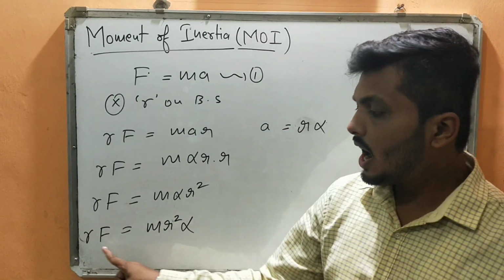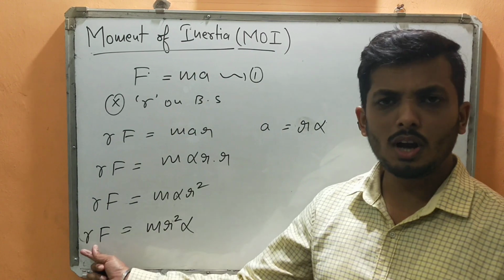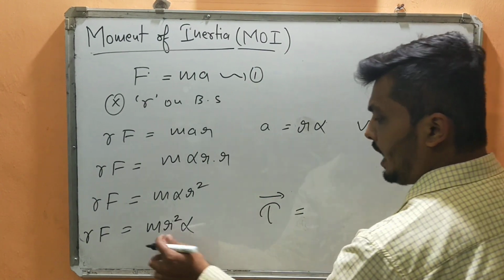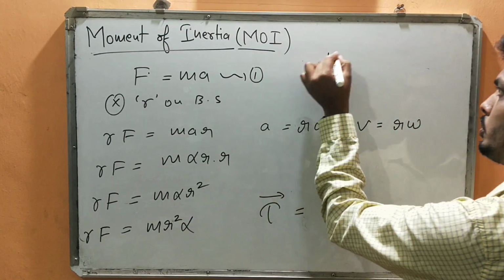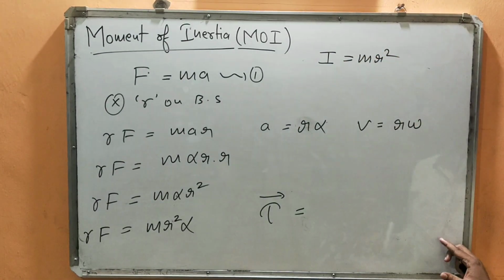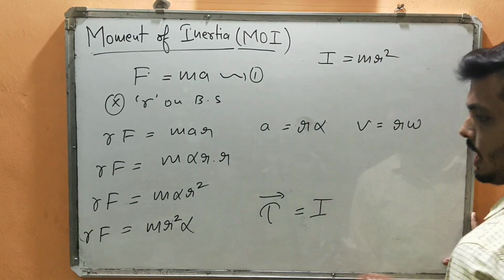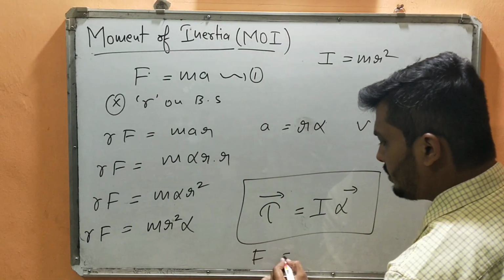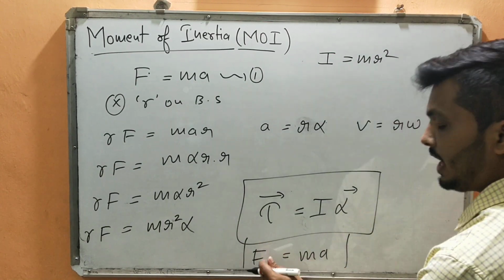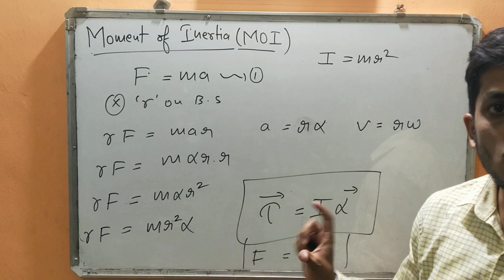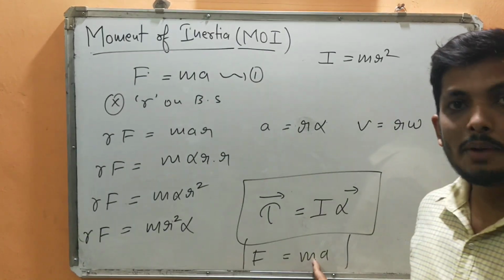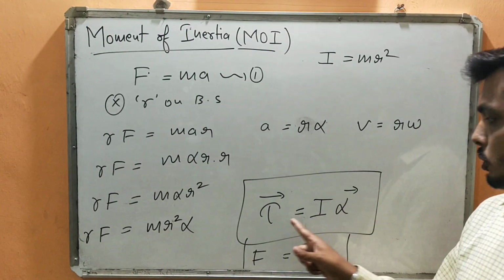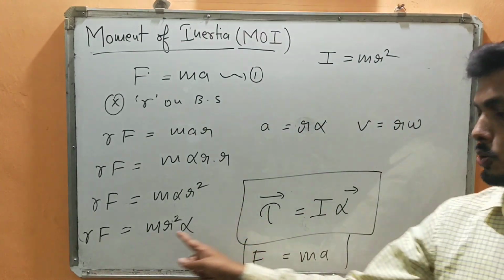Got it? Now what is r cross F? Let us understand, this is a cross product. r cross F, as we studied in the other class, is nothing but torque, which is a vector quantity. What is mr²? Just now I told you mr² is the moment of inertia. So I write mr² as I, and this is alpha, which is again a vector quantity. So compare this equation with F = ma, where F is a linear force, torque is the rotational force. m is the mass, and mass is a measure of inertia. Here I is also an inertia, but inertia of rotational motion. So in this way I got I equals mr².